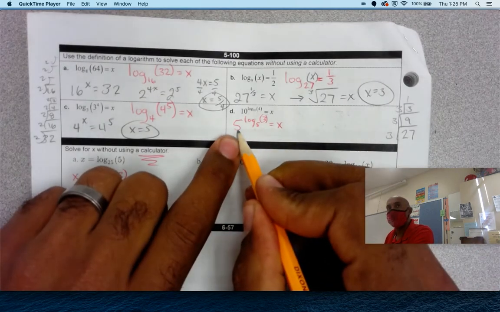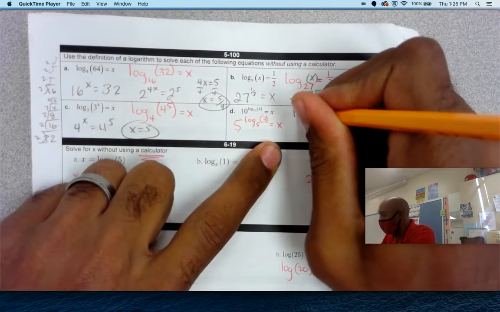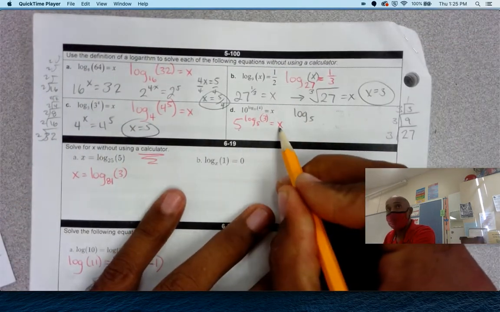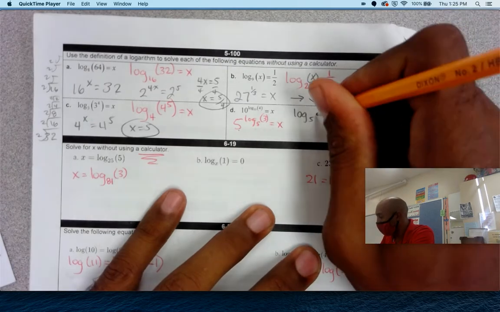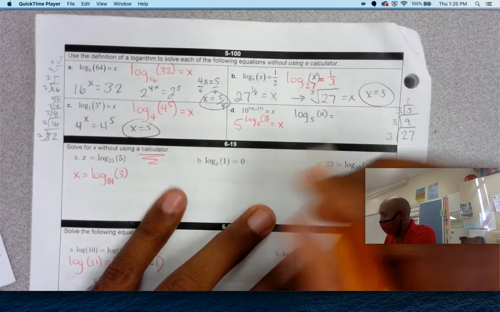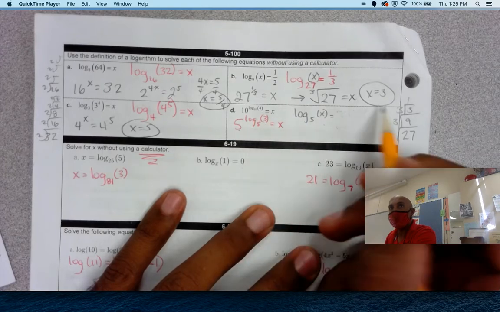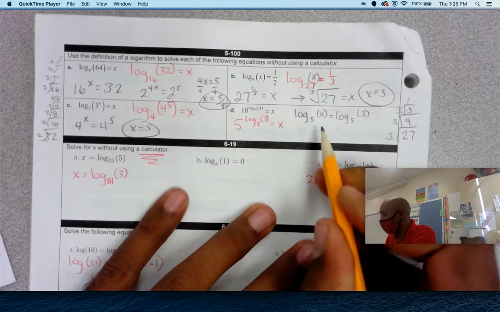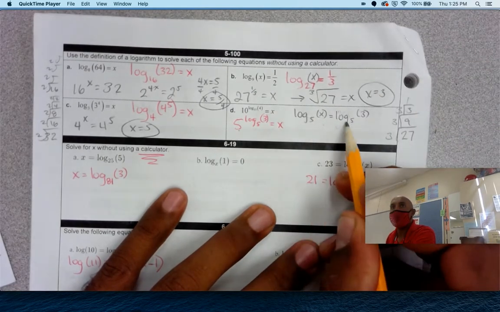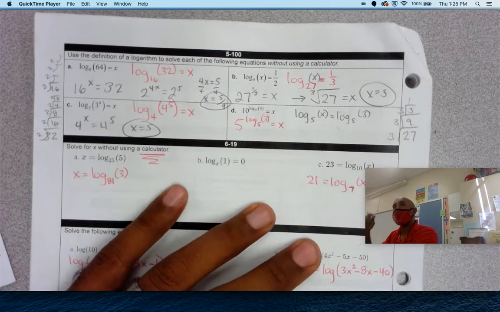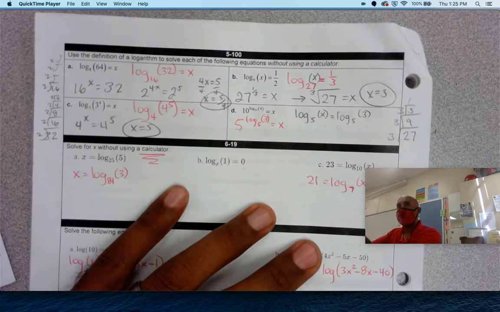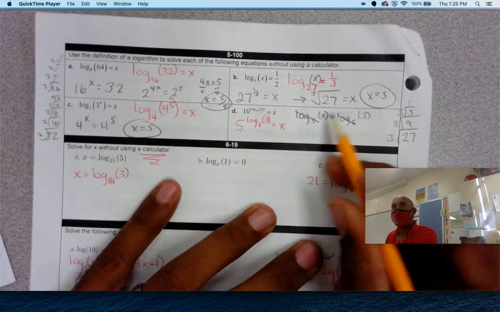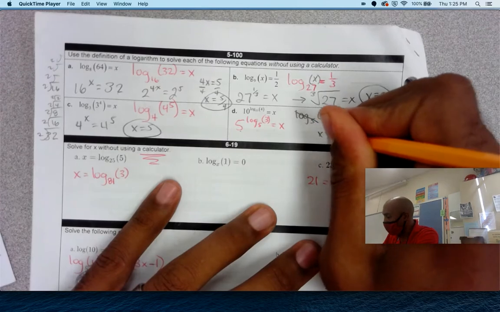Okay, so this is the base of 5. So it's going to be log base 5 of the a, which is going to be x. And then this log, the exponent, will be set on the other side. Now, what I want you to notice is that they have the same base, log base 5. If you have the same log on both sides, and they're both the same base, these basically cancel out. So that must mean that these are equal, x equals 3.